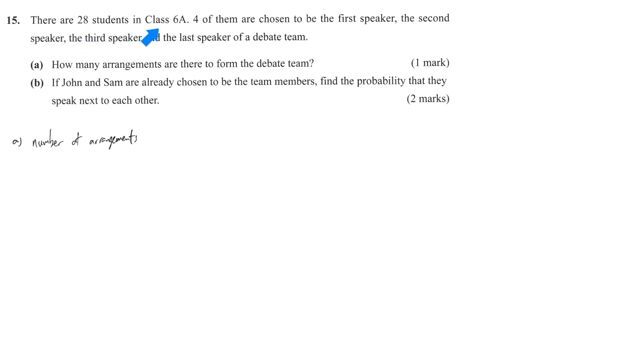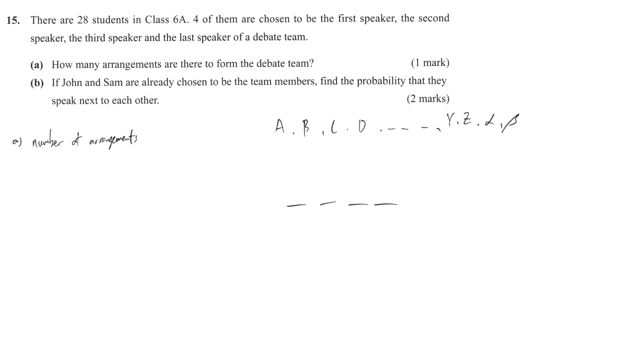There are 28 students in 6A. Maybe I let them be A, B, C, D, something like that, and then until maybe Y, Z, and then also alpha, beta, because there are 28 students. And then there are 4 spaces for us to choose. And beware that the first speaker and the second speaker are different. So that is a very important thing.